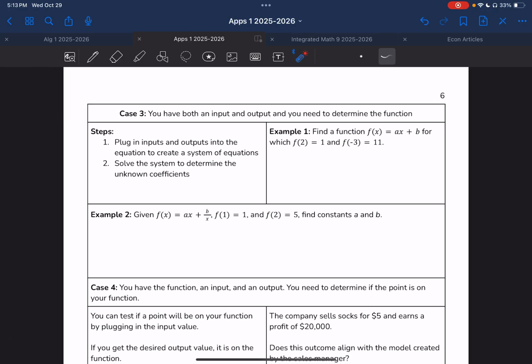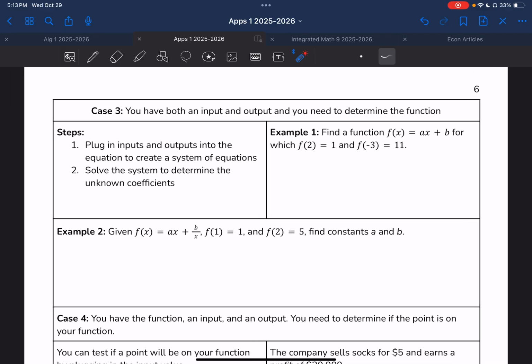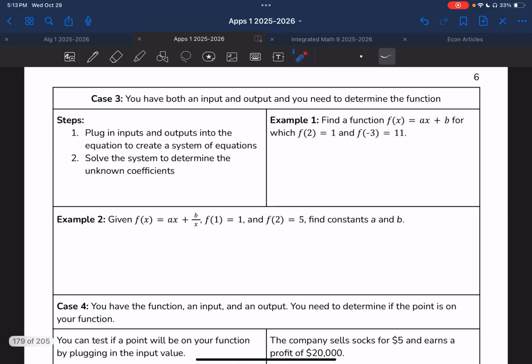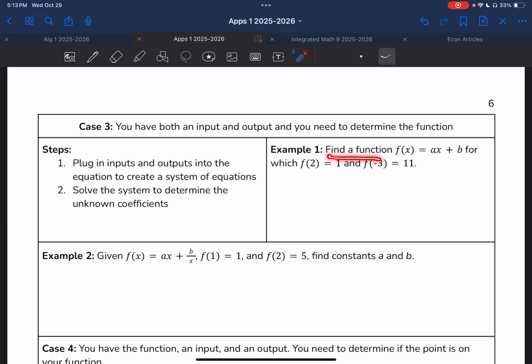The third case, and this is going back to unit 1, is you have both the inputs and the outputs, but you don't have the function. So you have a set of inputs and outputs, and you need to work backwards to find the function. So for example, here we have the function f of x is equal to ax plus b, for which f of 2 equals 1 and f of negative 3 equals 11. And we want to figure out what is our function, like what are the values of a and b here that make this true.